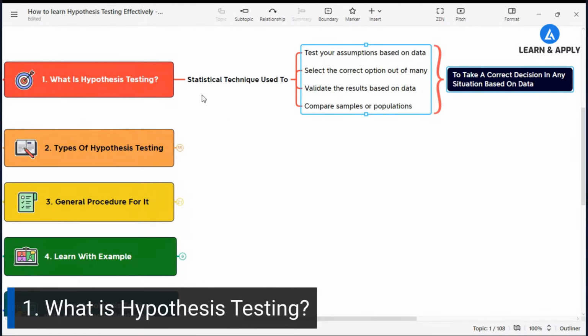So this is the first section. We have understood what hypothesis testing is. Is this clear to you? Do you have any questions on this?